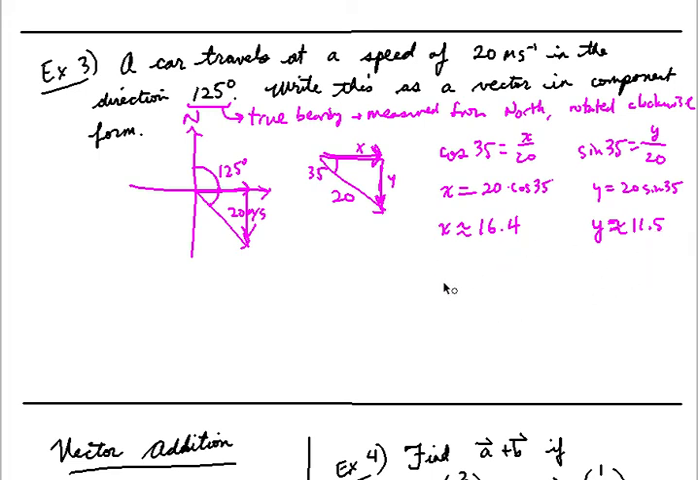So the vector then, if we write it in component form, would be 16.4. Now this is in the positive direction, right? And 11.5 is actually going to be in the negative direction because it's going down. So I need to be careful with my signs here and write a negative 11.5 here. So x would be 16.4 and y would be negative 11.5. All right.